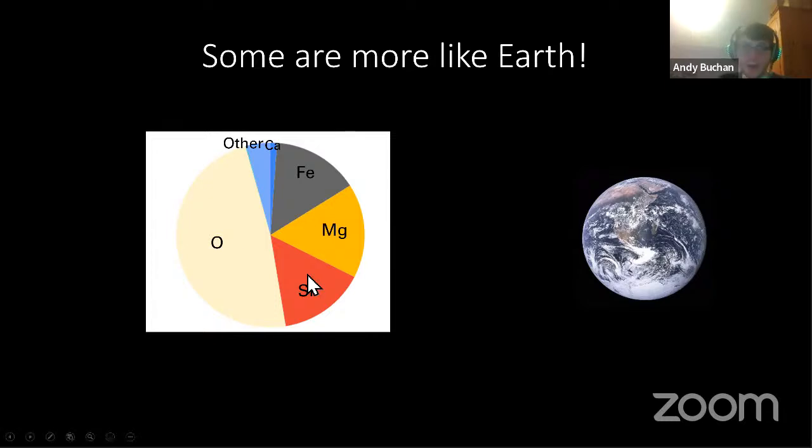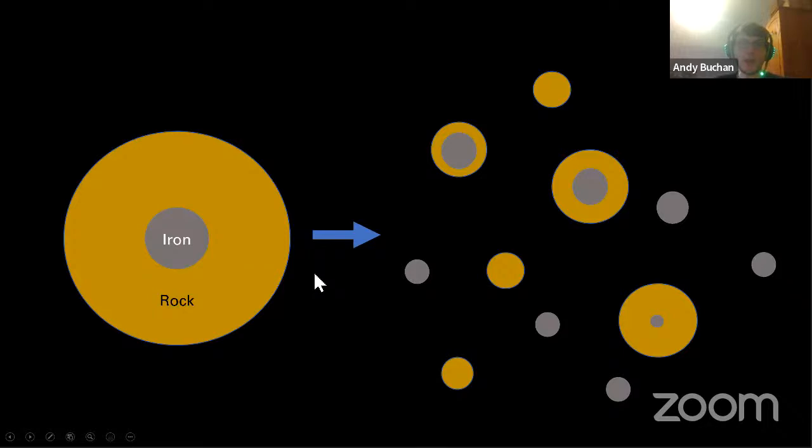But we can go even further. I mentioned that when these rocky bodies get too close to a white dwarf, they can get ripped apart by the white dwarf's gravity. So let's imagine what might happen if the Earth got ripped apart. On the left here, this is a rough approximation of Earth. We've got an iron core in the middle, surrounded by rock.